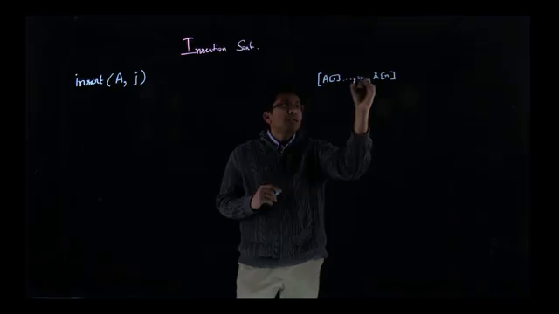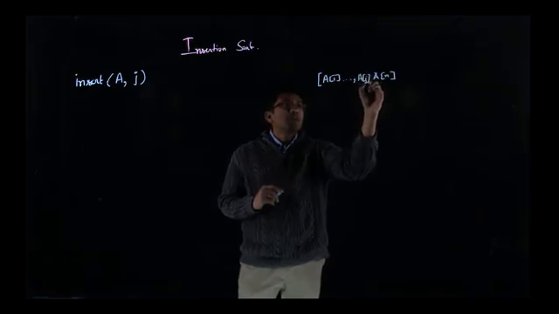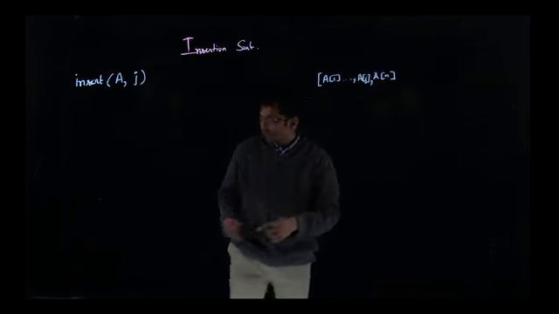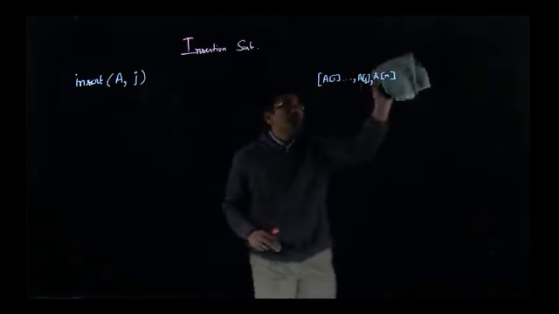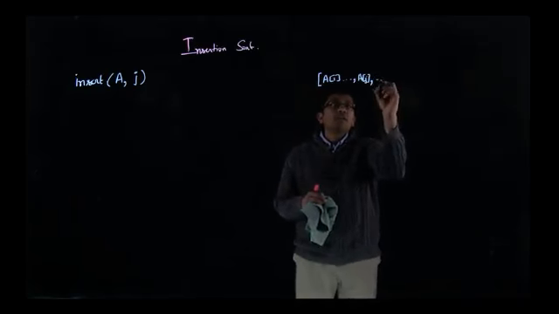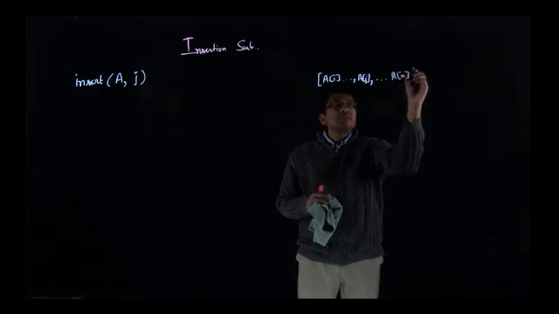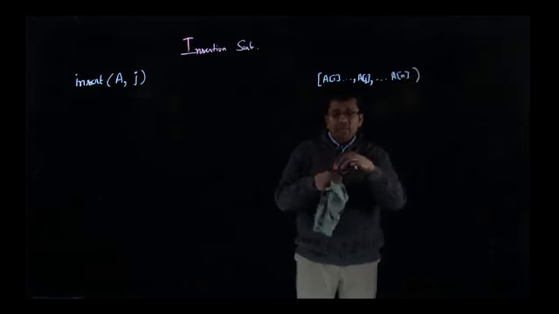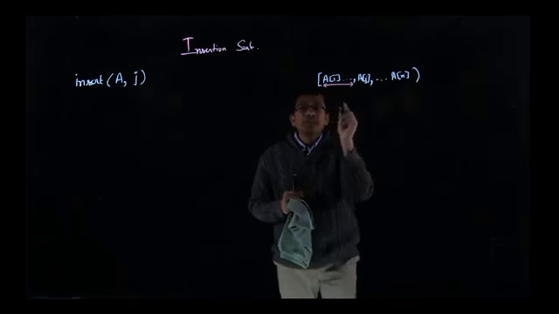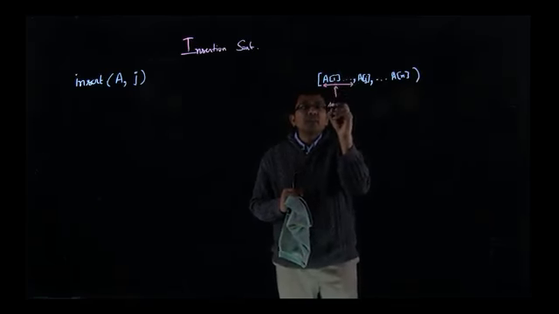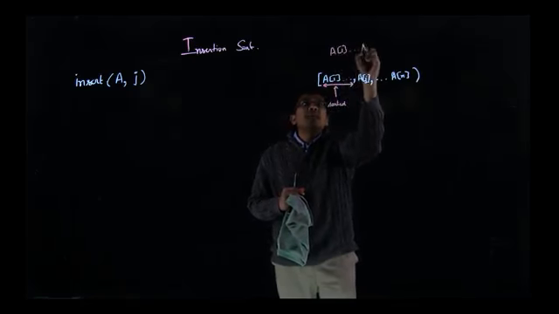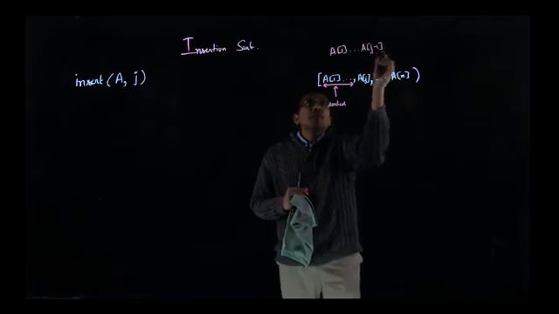And somewhere in the middle is A of j. j doesn't have to be n minus 1, so it's somewhere in the middle. So let me write some dots here. So we have A of 1 to A of n. Now I would like to insert A of j, and it's very important that this part, from A of 1 to A of j minus 1, is sorted.